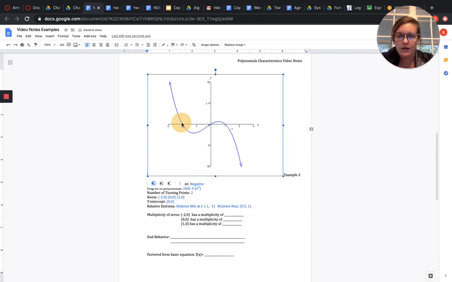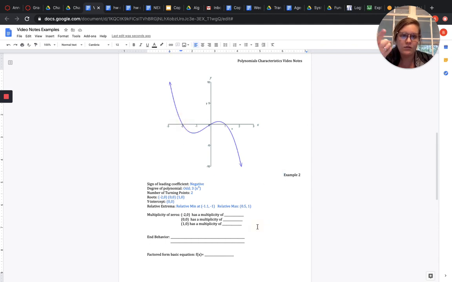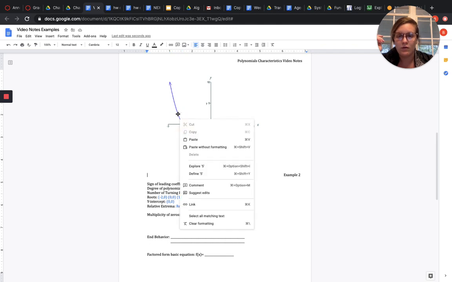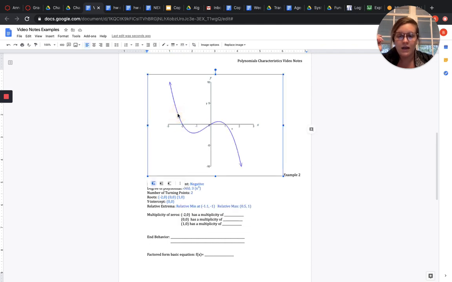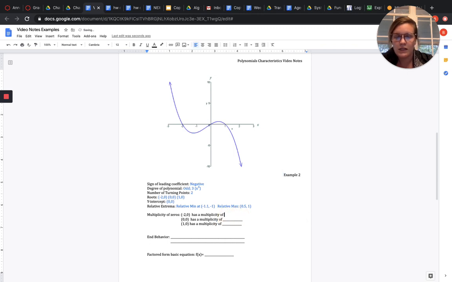So right here, you have to ask yourself, does it cross through, does it bounce, or does it bend? Because that's multiplicity of 1, 2, and 3. So this one crosses straight through. It was above the x-axis, now it's below. So that's a multiplicity of 1. It looks like a linear function, just like if you were to narrow your focus right around that x-intercept.